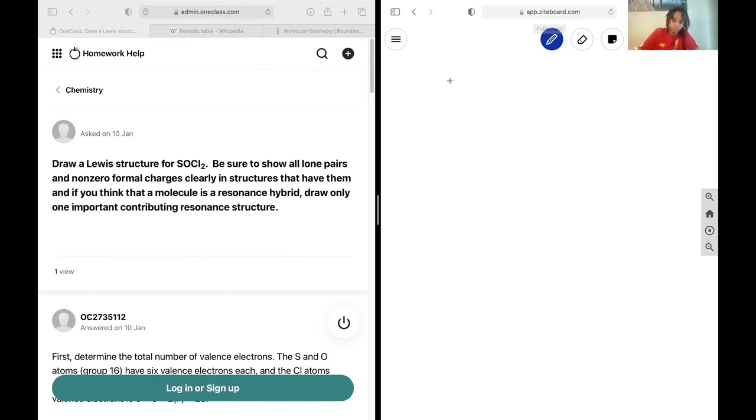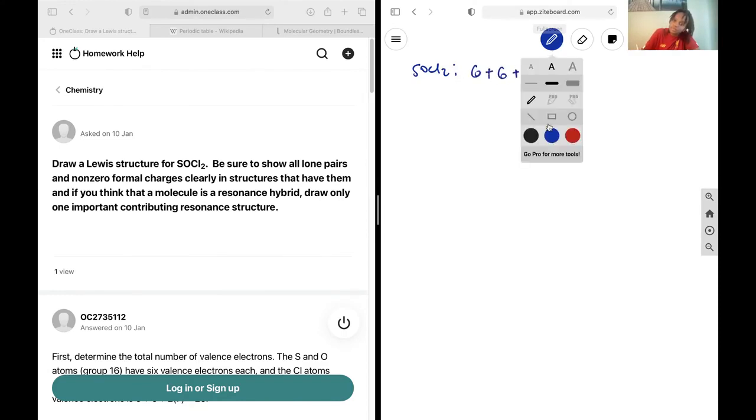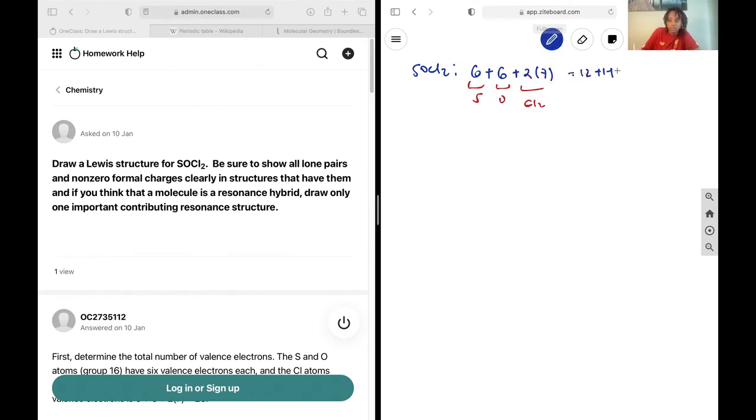And so let's begin by counting our valence electrons as we usually do. We're going to have 6 plus 6 plus 2 by 7, and this would be SOCl2. And that's just going to be 12 plus 14, which is 26 electrons.